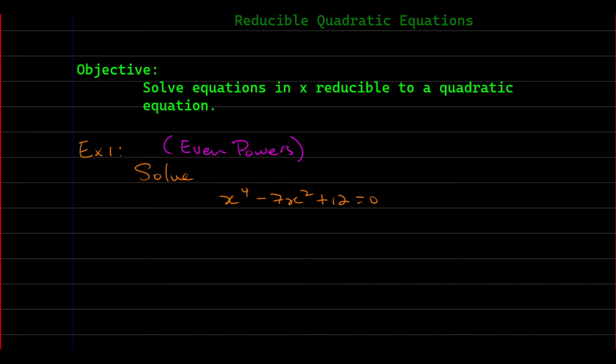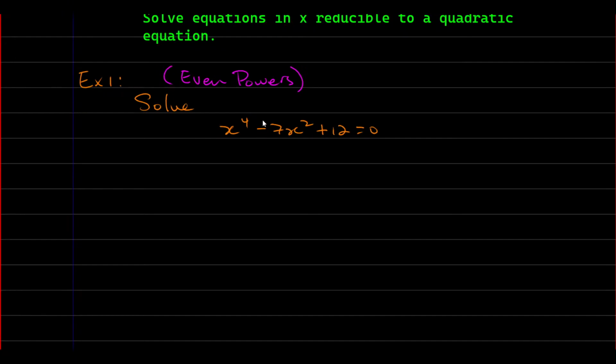If you have a mix of even and odd powers, it could work too. But just know it's mostly even powers that you're going to find when you solve any problem. To begin solving this, you need to rewrite it in a form that looks like ax squared plus bx plus c. And you can see right away that it already has that form. So you need to make a proper substitution to let that happen.